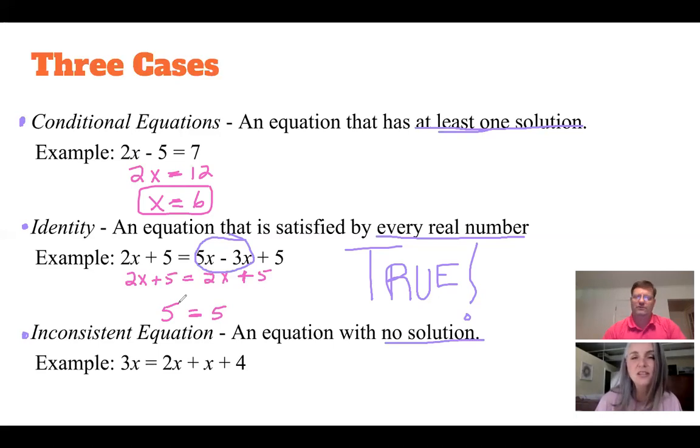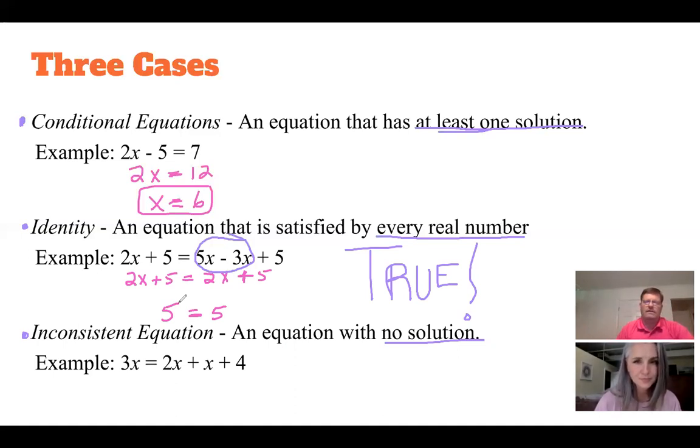And also, if we could pick a number right now, like 1, and plug it in, we would get 2 plus 5 is equal to 5 minus 3 plus 5, which is true. We could also plug in 5 and get 10 plus 5 is equal to 25 minus 15 plus 5. He's telling you that we could literally plug in any real x number, and this equation is going to be true. Okay, so it's always true. That means it's an identity.